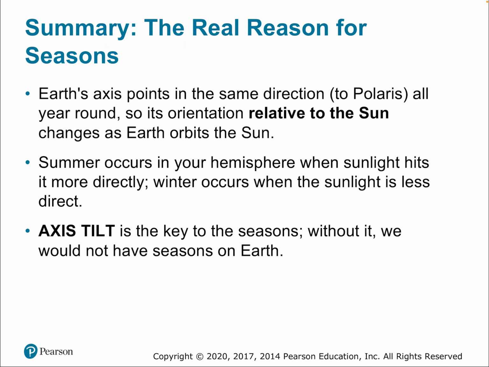So, in summary, the real reason for the seasons is Earth's axis points in the same direction to Polaris, to the background of distant stars, all year round. So its orientation relative to the sun changes, sometimes pointing away, sometimes pointing towards, sometimes pointing neither away nor towards, when it's pointing off to the side. And that would occur at the points in between the solstices, which are known as the equinoxes.